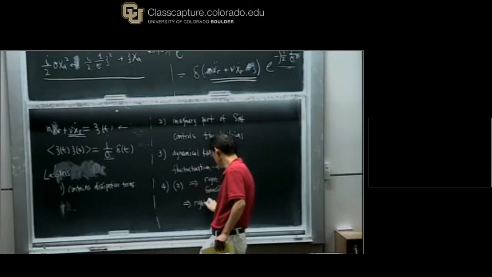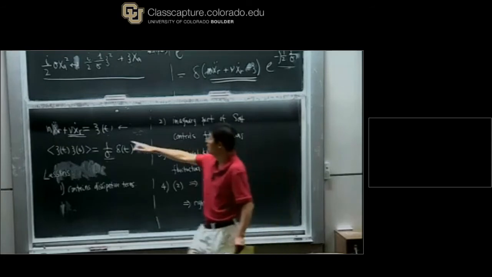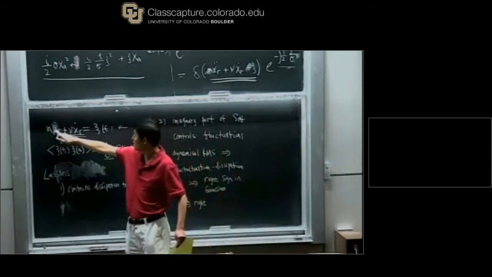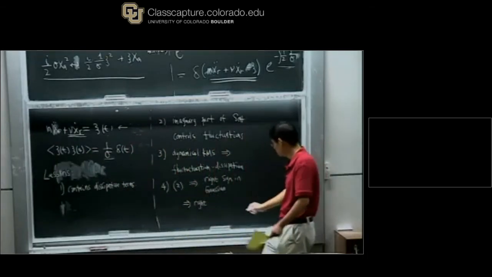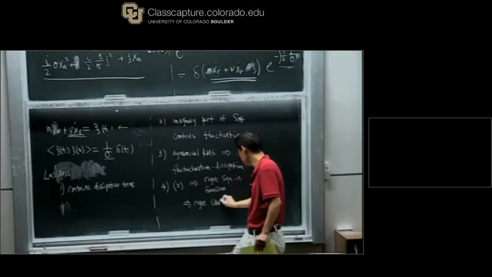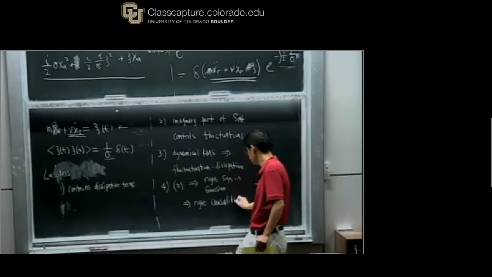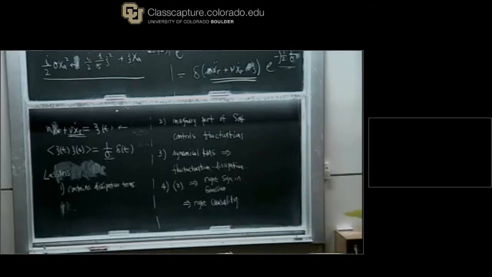Okay, so here the causality means that the behavior of this is retarded. It's retarded in nature. So the right causality. And number 5.